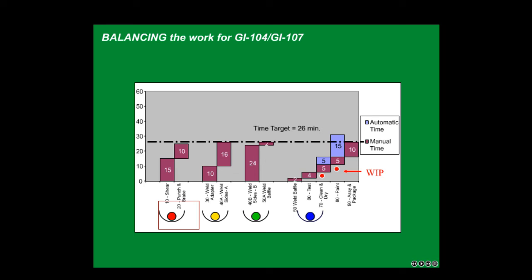For the GI-104, GI-107, shear takes 15 minutes and punch and break takes 10 minutes. Totaling, this operation has 25 minutes of work, very close to our time target of 26 minutes for this part. The second operator starts with operation 30, weld adapter for 10 minutes, and completes the first part of operation 40, weld sides for 16 minutes. This operator brings 2 to the time target of 26 minutes.